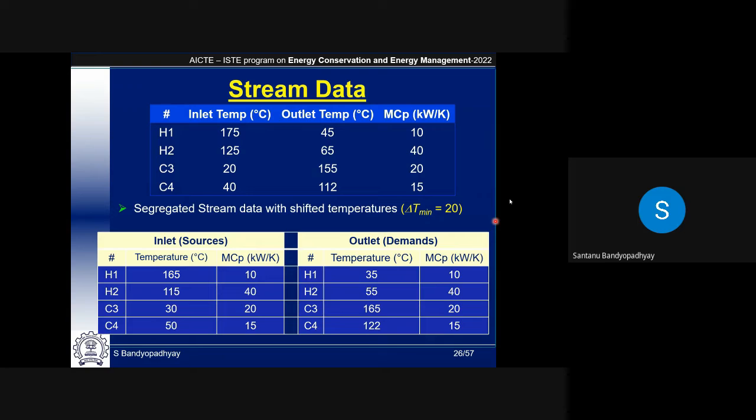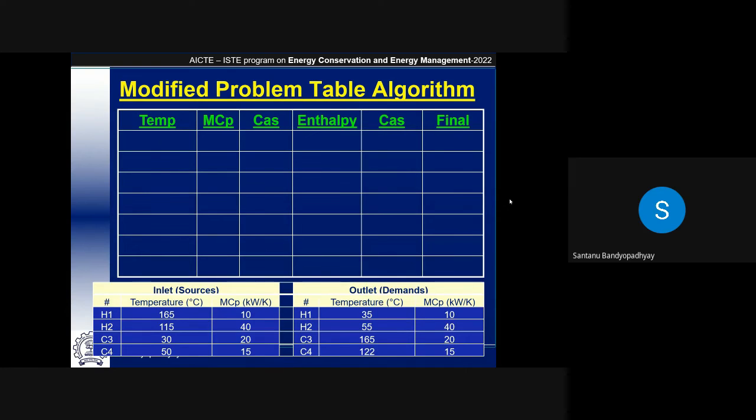So this is the first transformation we can do, and then we are going to develop a table. This is known as a modified problem table algorithm. Problem table algorithm was originally proposed by Professor Linnhoff, and I don't know why he called this a problem table algorithm, but since he proposed that and the name stuck, we are using it. It has been modified, and you can use this algorithm. So the first column of this table is writing temperature in descending order. If any temperature repeats, we do not have to repeat that.